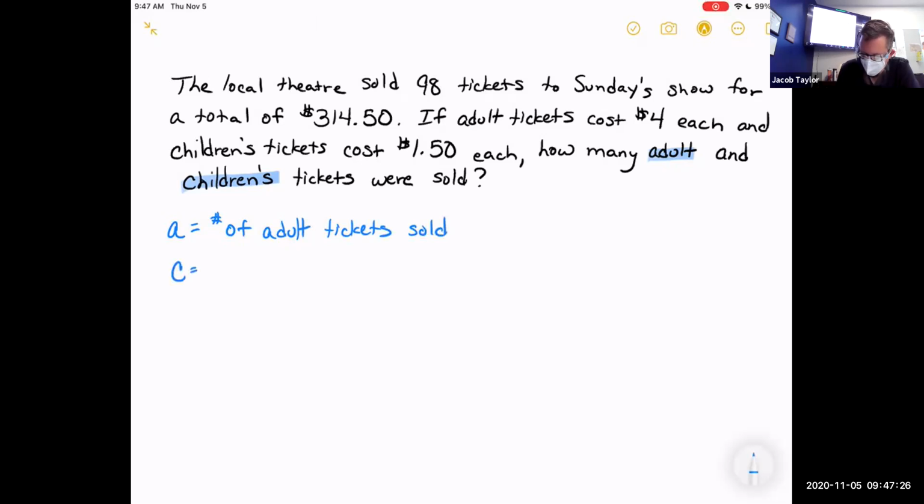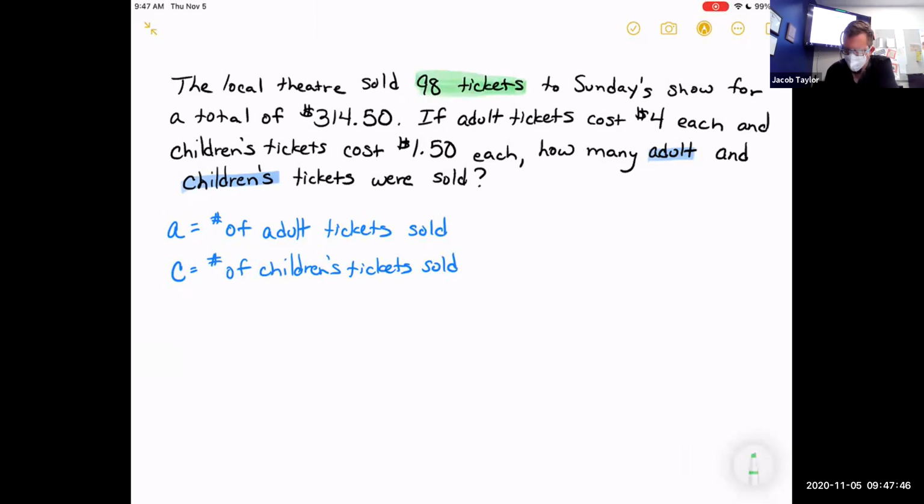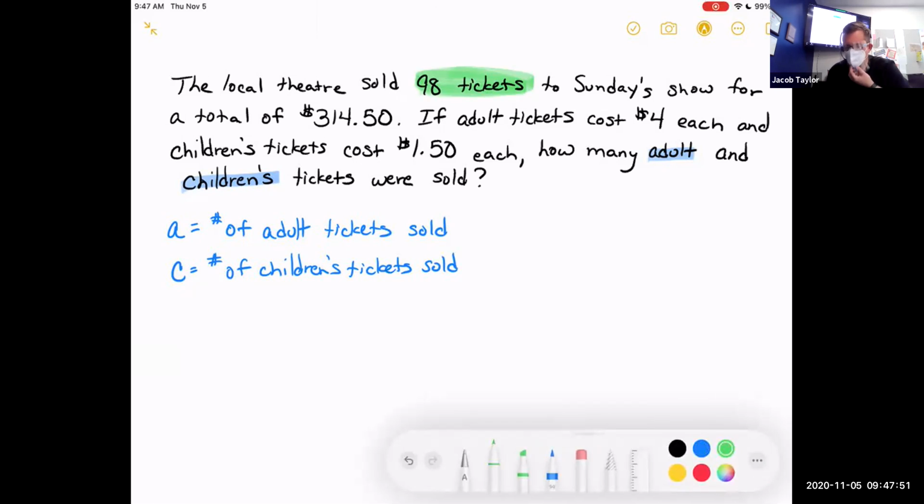C is going to be the number of children's tickets sold. And then I can write two different equations based on the information that I was given. One of the equations can be the 98 tickets that we sold. I sold a total of 98 tickets. Some of those were adult tickets, some of those were children's tickets. I don't know how many of each. That's the whole point of the question. How many did you sell?